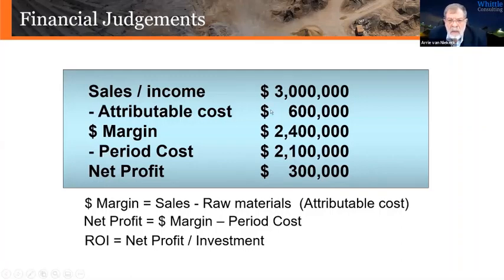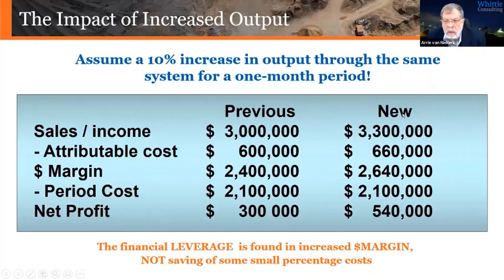If the sales income is 3 million, the attributable cost is 600,000, which is fairly typical of an open cast mine, 20%. And then this is your margin or your throughput. Then we subtract the period cost, the monthly expenses, and there's the net profit. The real question is, if we've increased the production by 10%, what will happen to the bottom line? So the sales go up by 10%, the attributable costs go up by 10%.